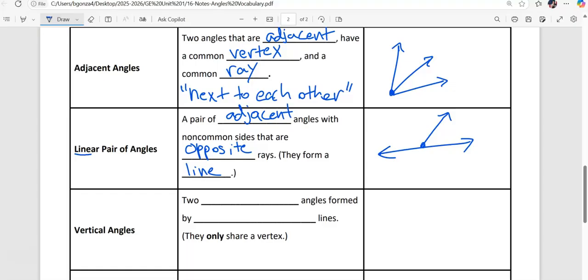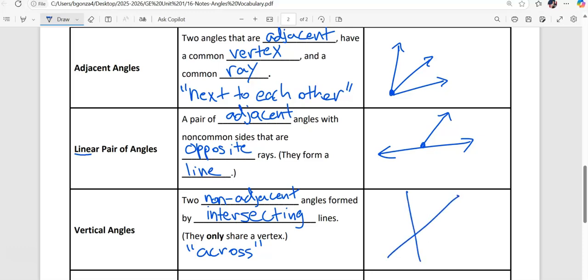Okay, vertical angles. They are non-adjacent, formed by intersecting lines. These angles are across from each other, not next to each other. So, for vertical angles, I would draw two lines crossing, and when two lines cross, it kind of looks like an X, right? So you can draw yourself two lines that kind of make an X.